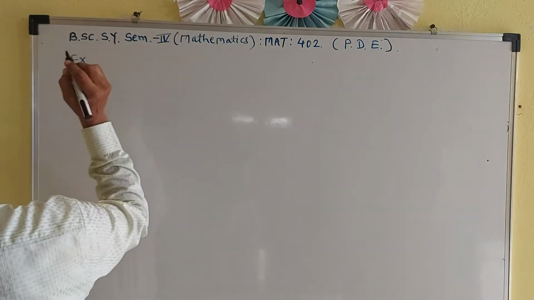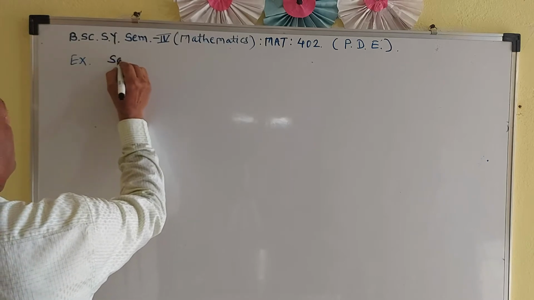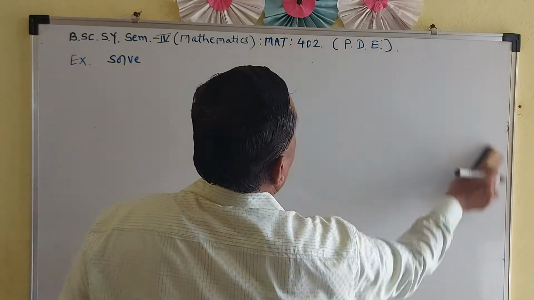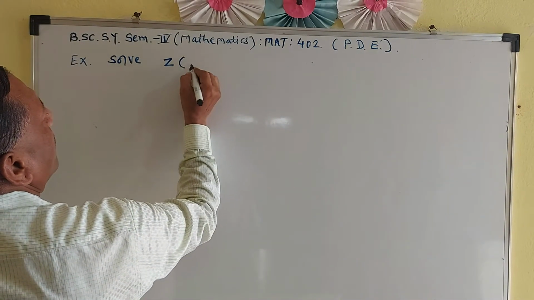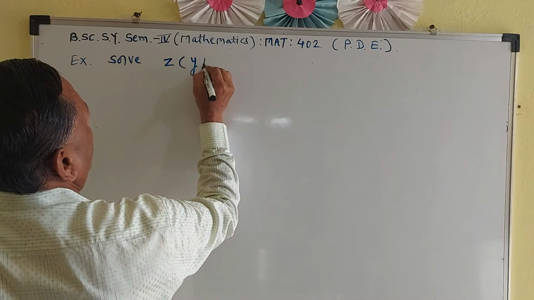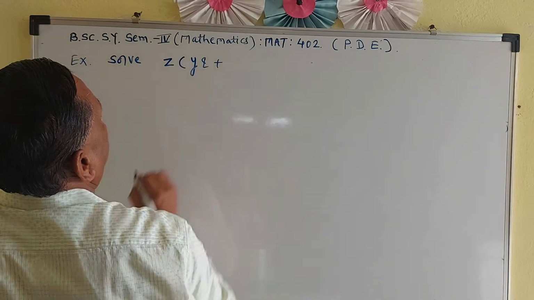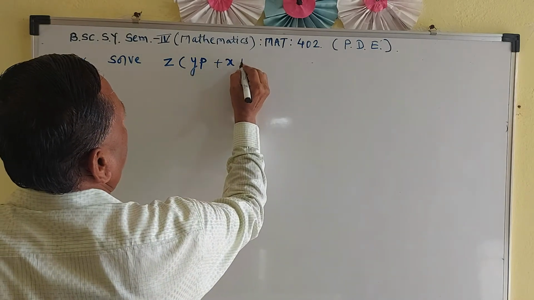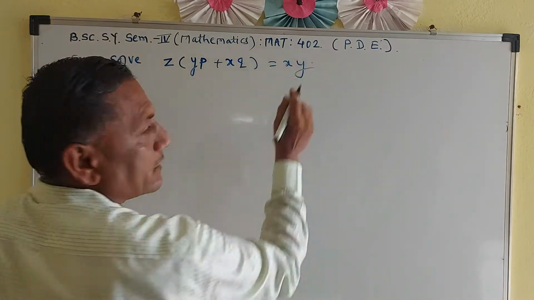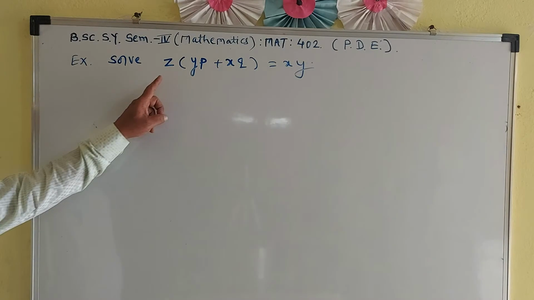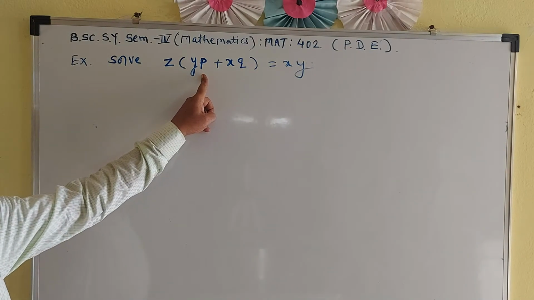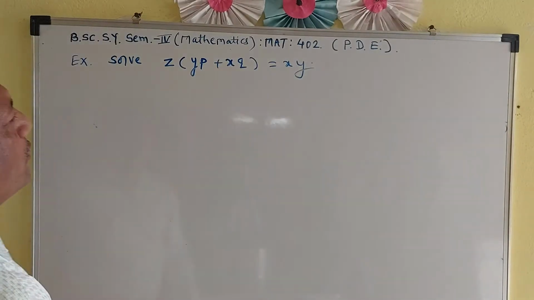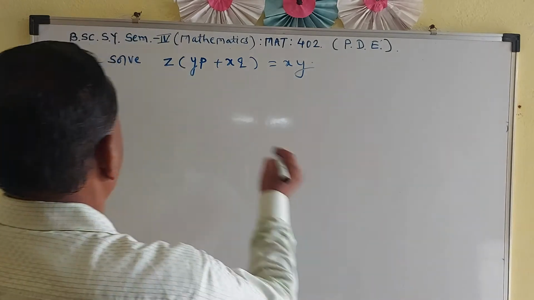Example: solve z(yp + xq) = xy. So you have to solve z into (yp + xq) is equal to xy. So you have to find this general solution.